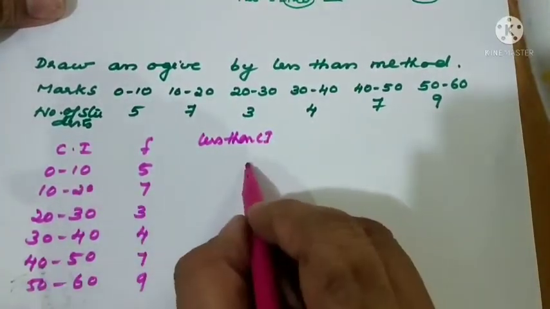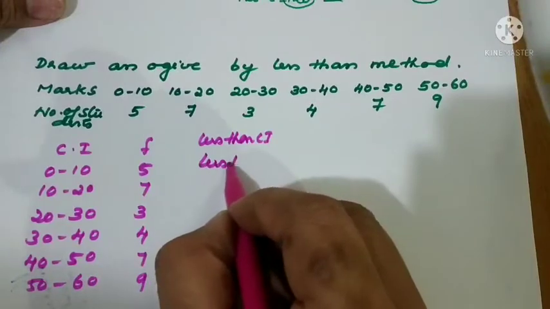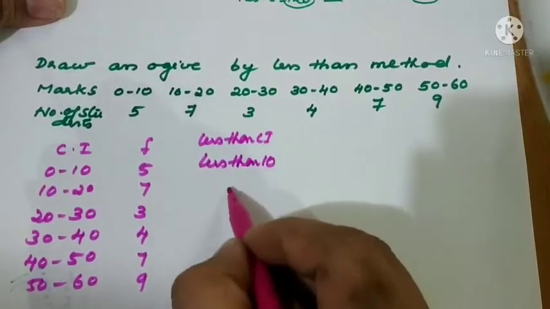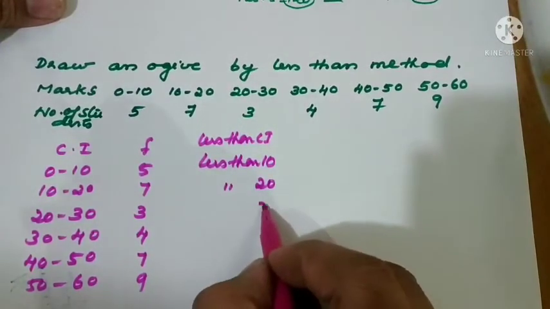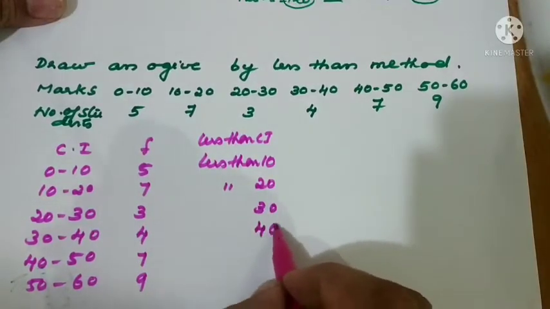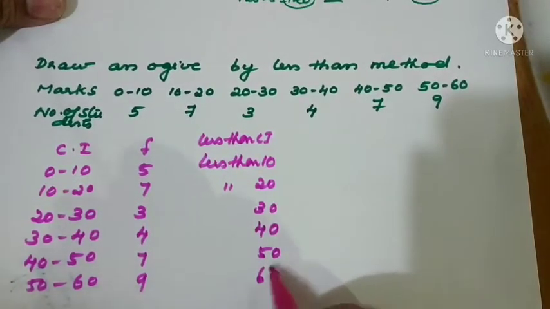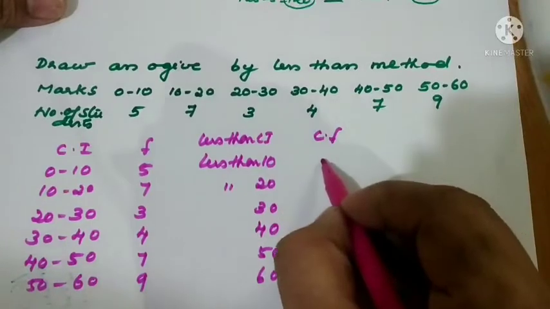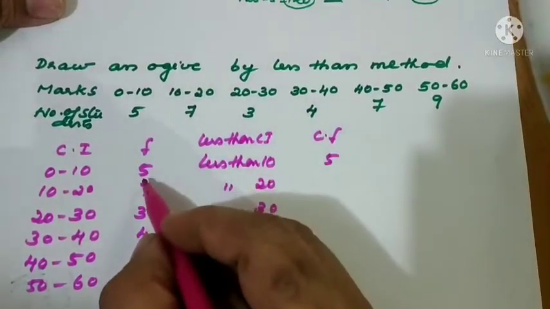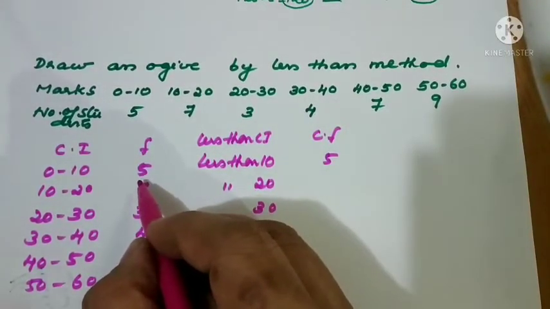So less than, if it is drawing, it is upper limit, we should take down less than 10. Then less than 20, 30, 40, 50, 60. Now CF should be taken down, that is 5. CF means cumulative frequency, that is added frequency.